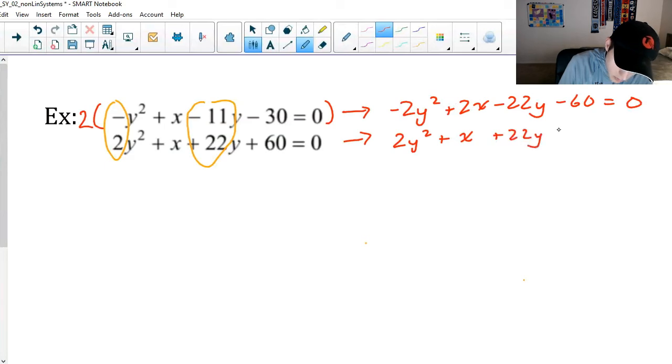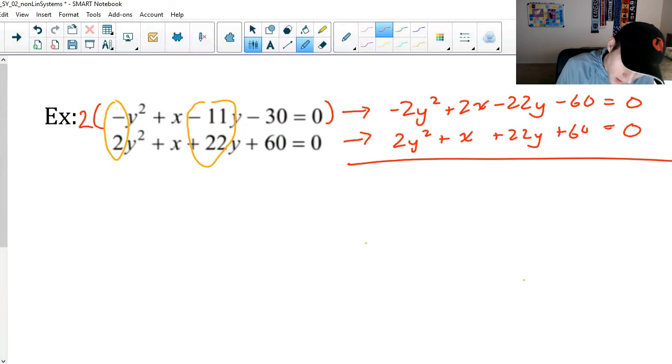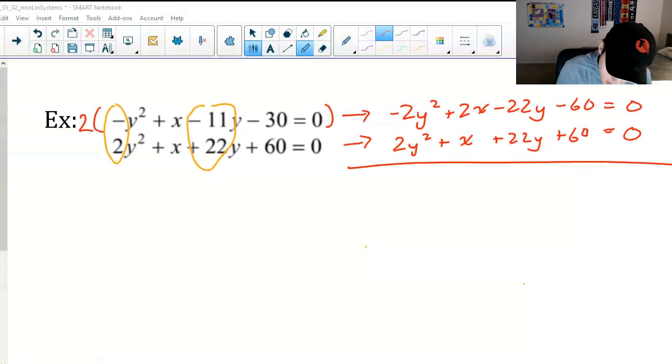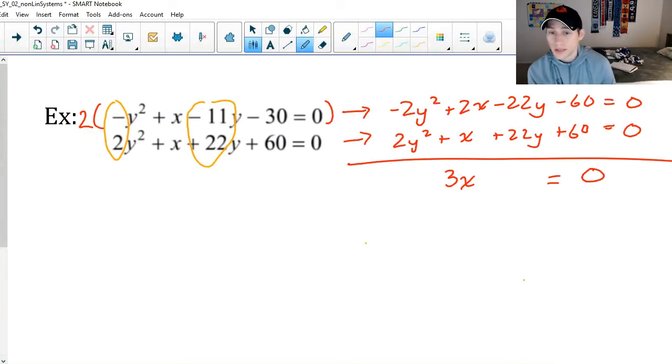And then the second equation we'll just leave as is. And we'll add them together. Negative 2y squared plus 2y squared is 0. 2x plus x is 3x. Negative 22y plus 22y, 0. Negative 60 plus 60, 0 equals 0. Okay, so this worked out.